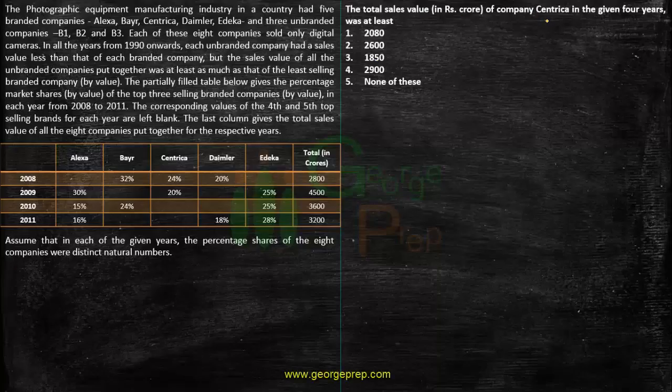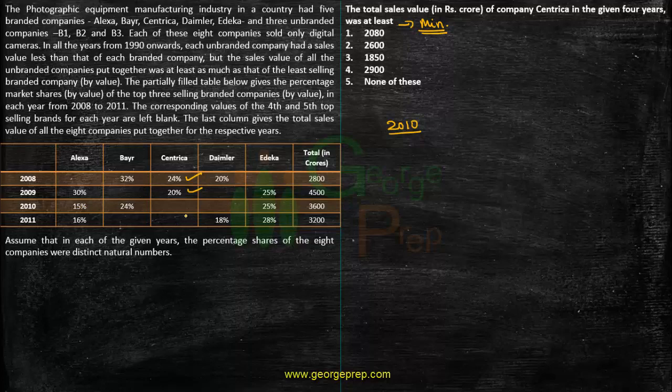The total sales value of company Centrica in the given 4 years was at least what? So at least would mean we are required to minimize here. Okay, Centrica. For 2 of the years, Centrica's exact values are given. So for the other 2 years, we should try and minimize Centrica's value. So let us see what will be the minimum value for Centrica in the year 2010.